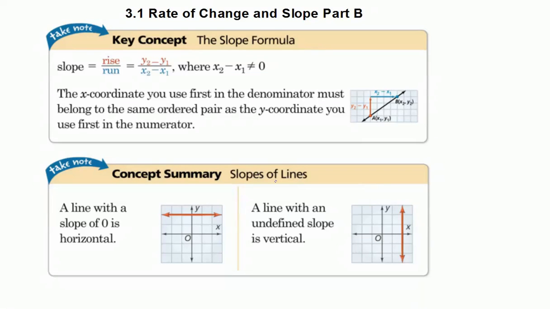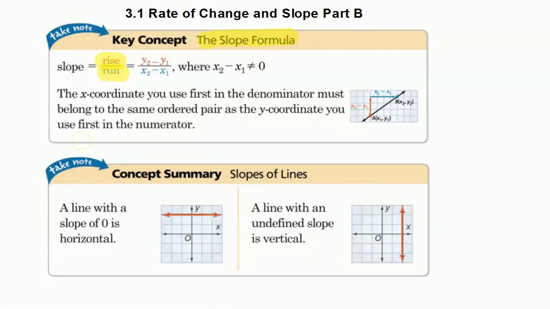Okay, now we're going to go ahead and do 3.1 Part B. For Part B, we're going to be looking more in depth into slope. So we already know that slope represents rise over run. But we want to be able to do this without a graph. To do that, we're going to use the slope formula.